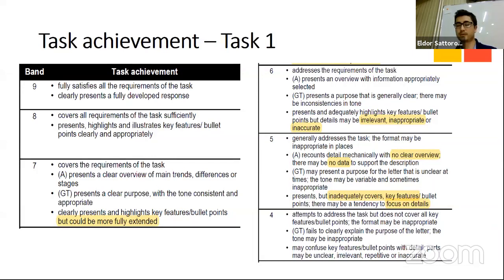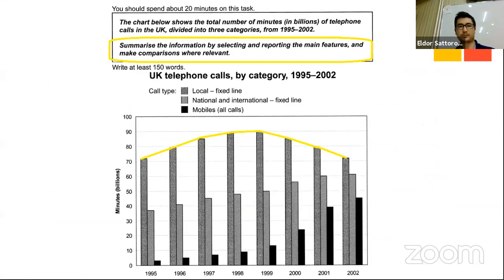Sometimes students lack providing data. Again, no data means you get 5 points, and so on and so on. I'm not going to go through all of these things. It's publicly available. You can go through them and discuss. Let's have a look at some of the examples.